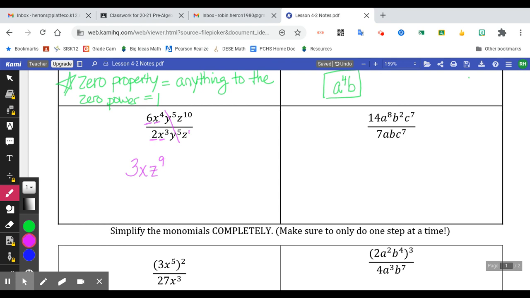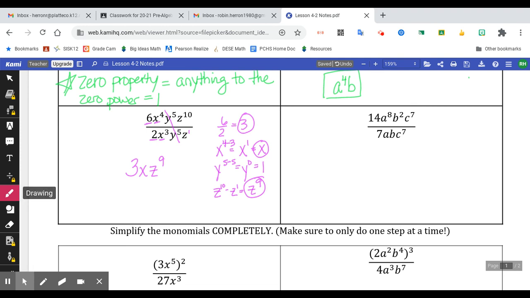Okay? So I'm just going to write this out to the side. We took 6 divided by 2 and got our 3. We took x to the 4 minus 3 and got x to the 1st, or x, right? We took y to the 5 minus 5 and got y to the 0, which equals 1, so it just cancels. And then z to the 10th minus z to the 1st equals z to the 9th. And that's where I got 3x z to the 9th.